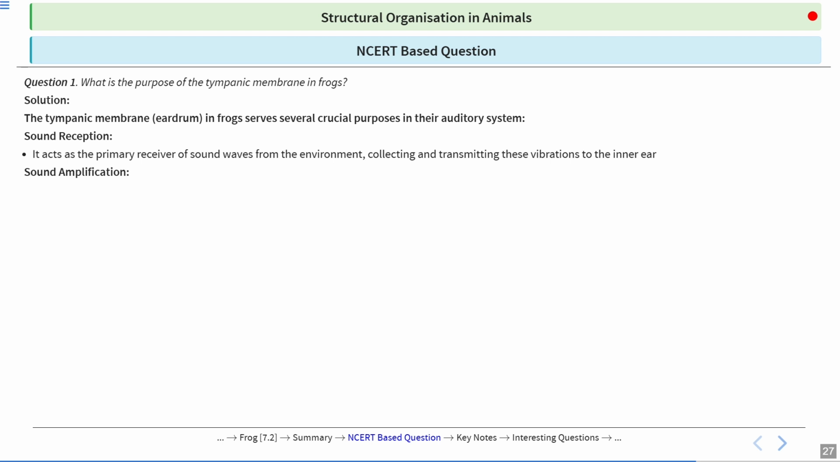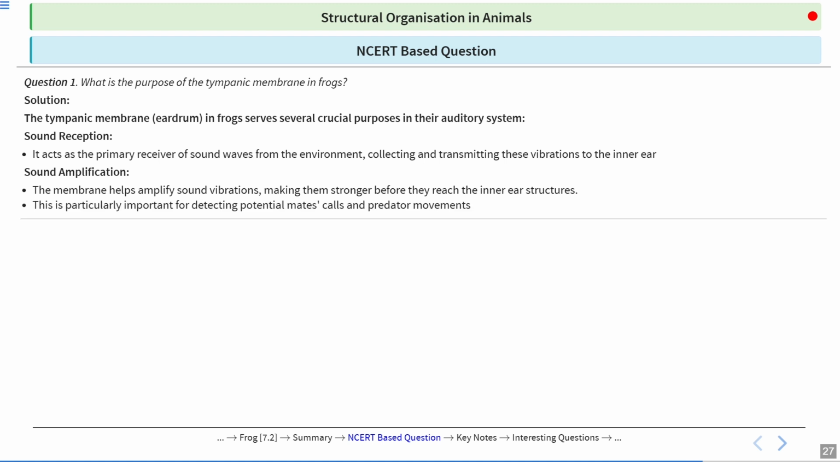Sound amplification. The membrane helps amplify the sound vibrations, making them stronger before they reach the internal ear structures. This is particularly important for detecting a potential mate call or predator movement, right? So the frogs have a very, very important point. They have sound amplification. That is very important because they have to hear the sound that is produced by the male frog, right?